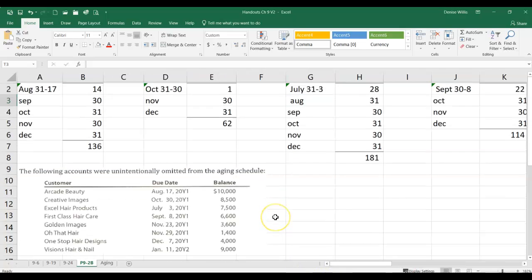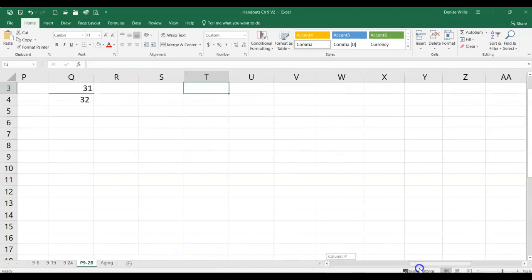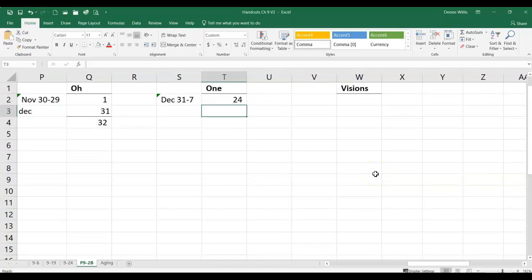Visions, let's see what we had for Visions down here. Vision Hair and Nail, it is due January 11th, which means it is not past due. We finally have a customer not past due. So let's just go over here and put a 0 in that, and put it as text. There we go, 0.